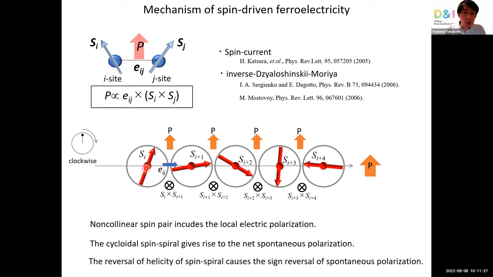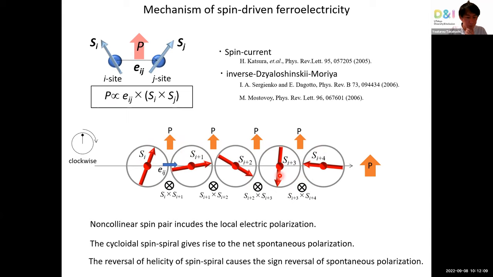Okay, so the cross product of the neighboring spins is always perpendicular to this, and the direction is the same for all. And eij is a unit vector connecting these spin pairs. So the local polarization has the same direction, so that all pairs show the same electric polarization. So the net spontaneous polarization appears on this cycloidal spin spiral.